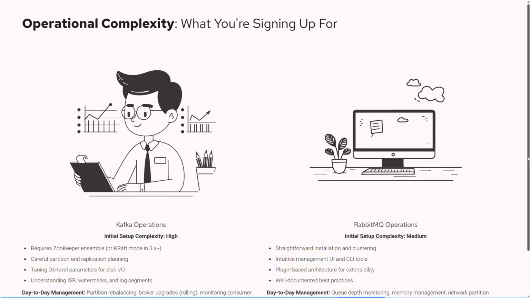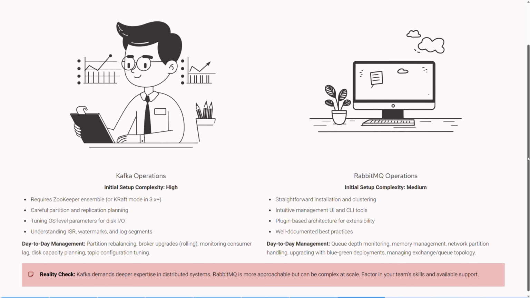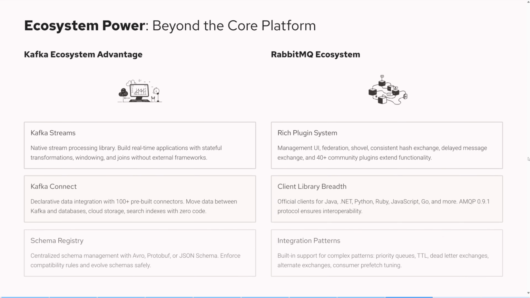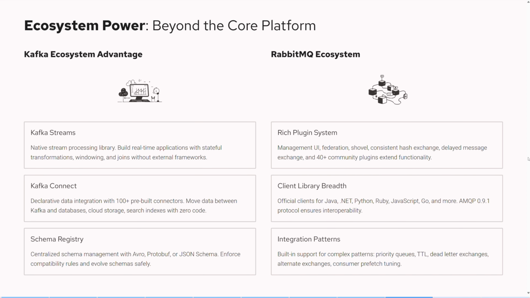RabbitMQ is generally easier to get started with. Installation and clustering are straightforward, and it has a powerful, intuitive management UI. Day-to-day operations focus on monitoring queue depth, managing memory, and maintaining topology. While RabbitMQ is more approachable, keep in mind it can still become complex at scale.